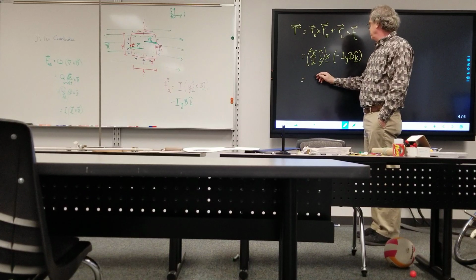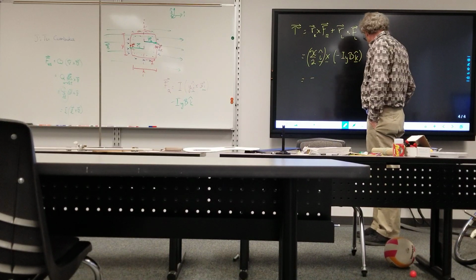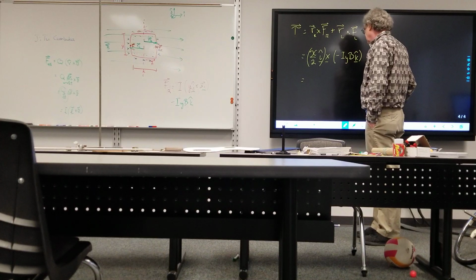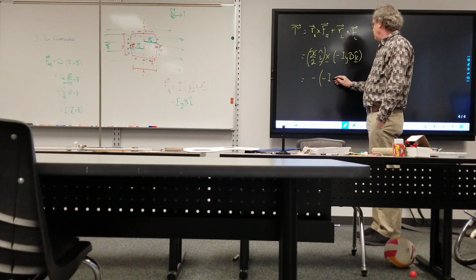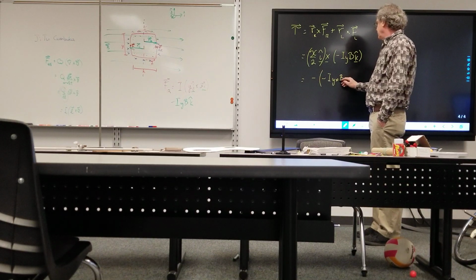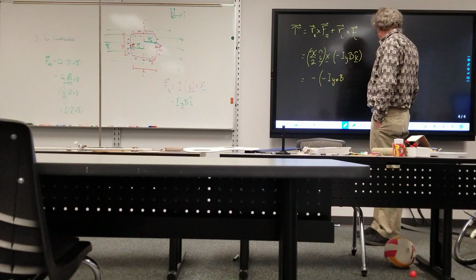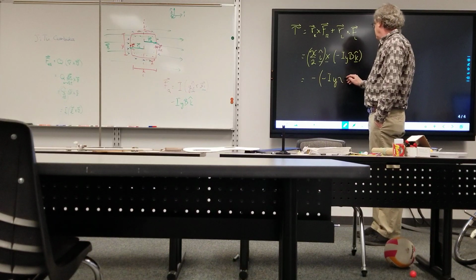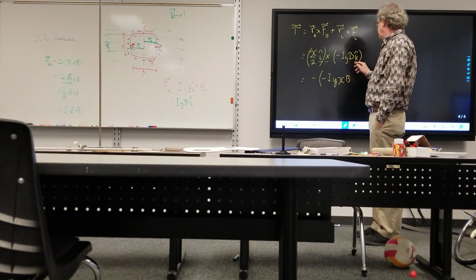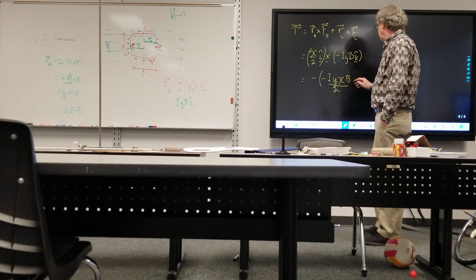So I am left with now negative, that negative will cancel out with that negative. I'll put it in there for the intermediate step. So negative I, y, B, x over 2.